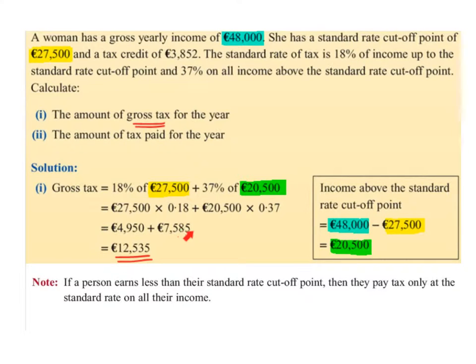Now we add these together to get €12,535. So this is her gross tax for the year. So this is the amount of tax before we subtract the tax credit.